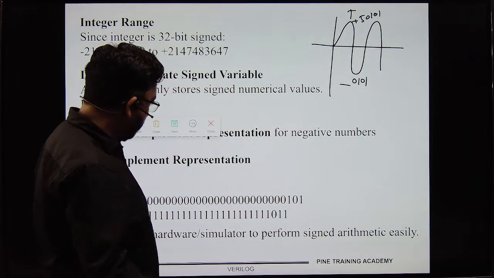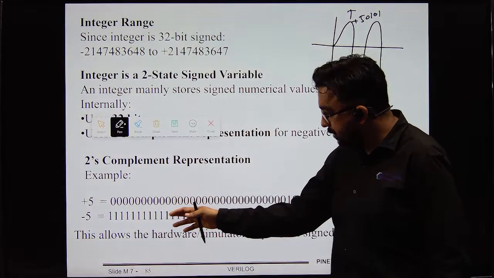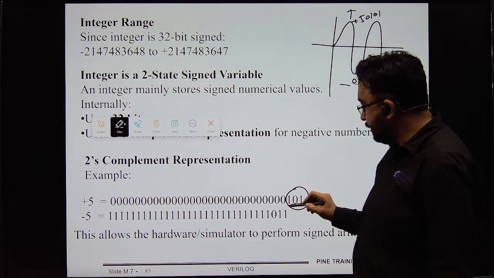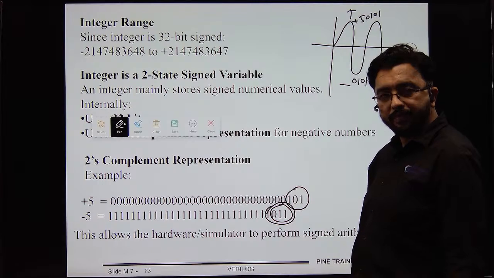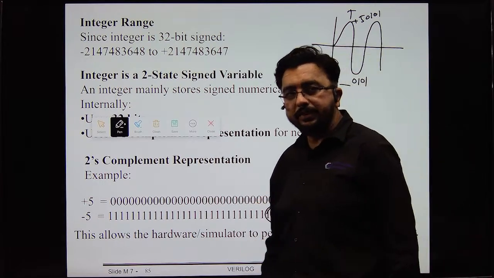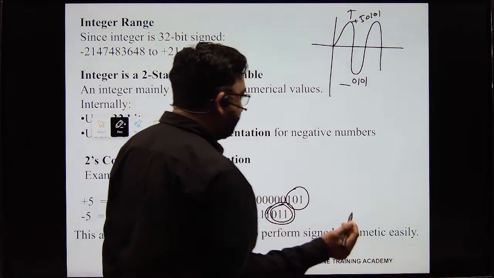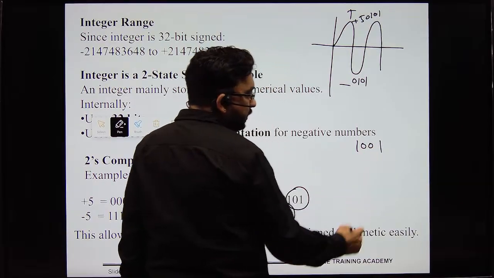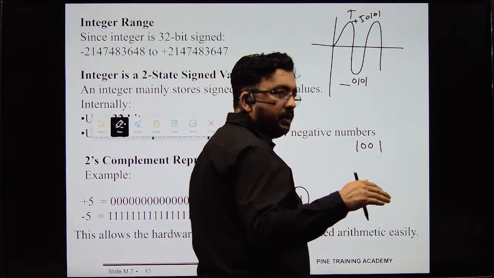Okay, so again, this is +5, 0101. And this is 1011. How we are calculating this, we will let you know separately in the digital class. Or if I explain in a very simple way, for example, your 1001 is basically a 9. So the 2's complement will always be -9.